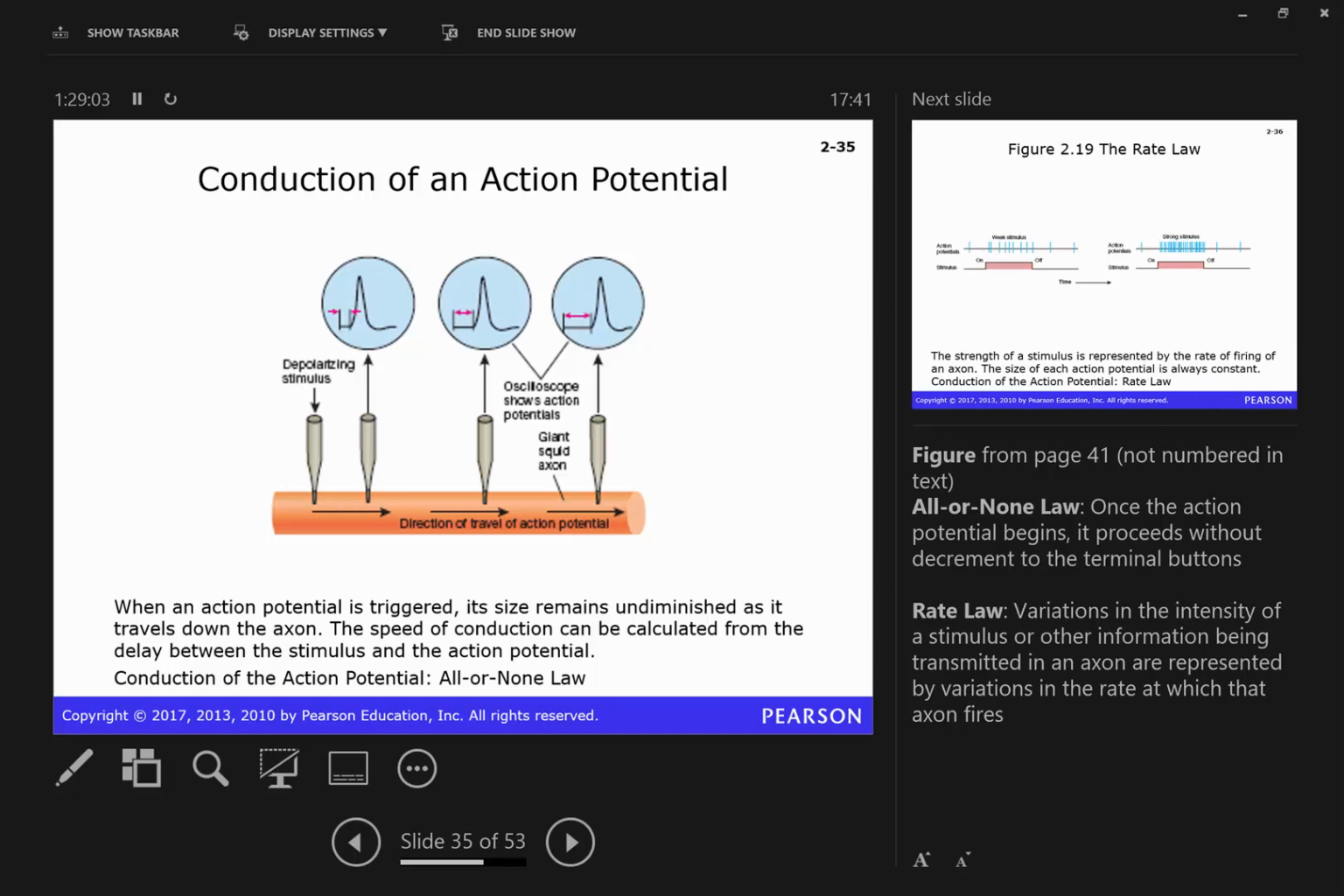All right, so action potentials. There are a couple things we should talk about here. Should take just a moment.